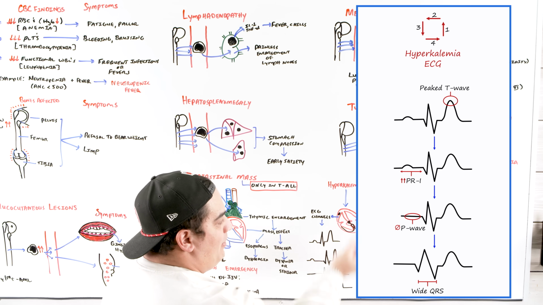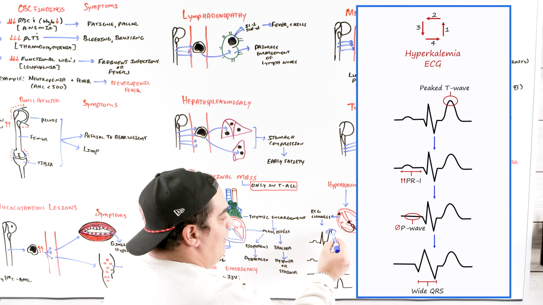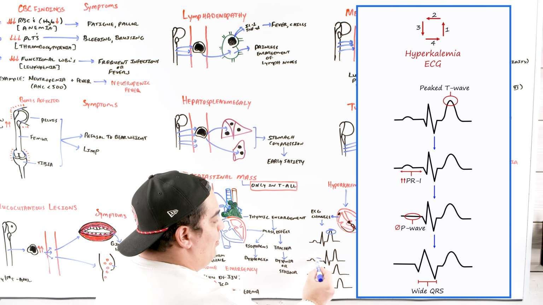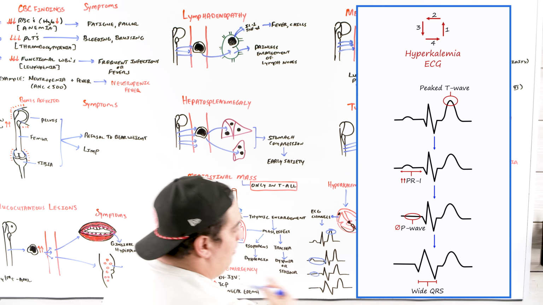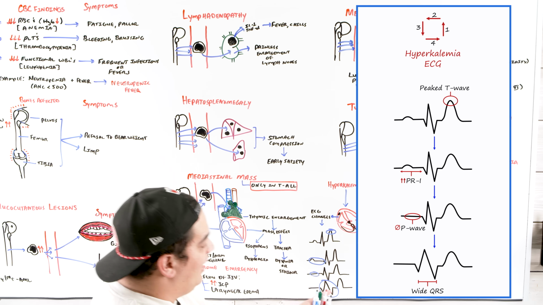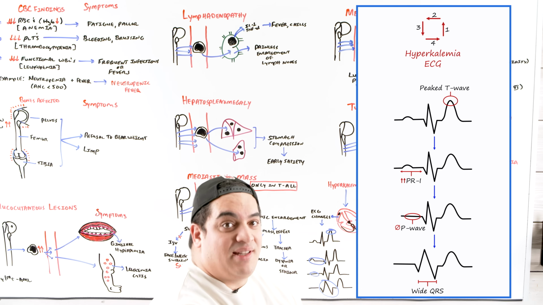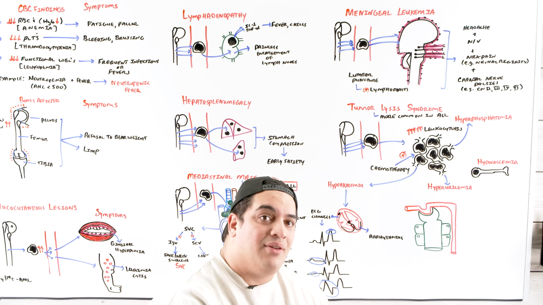You always remember, go up, this way, down, and back. So up is your peaked T wave. Second, you go back, the prolonged PR interval. Down, you flatten the P wave. Back to the right, you widen your QRS complex. From here, if this progresses, it can become a sine wave and break down into VFib or asystole. Can you imagine how dangerous that is?